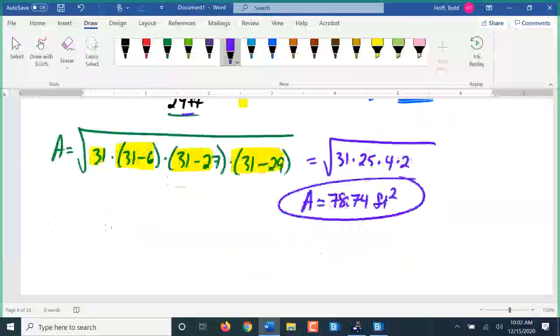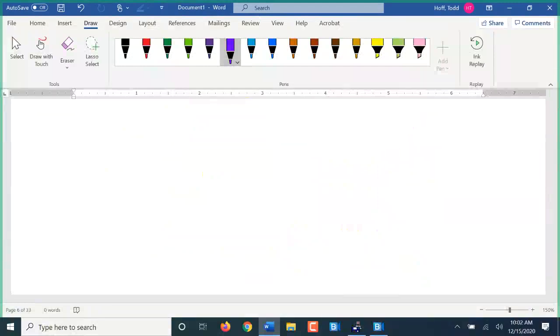Anybody have any questions? Okay, so most of today was a review of stuff we've seen before. Just wanted to put them all together in one assignment, in one little package.